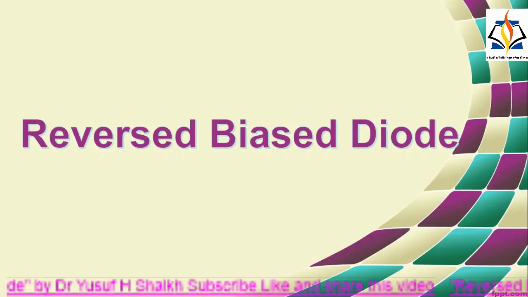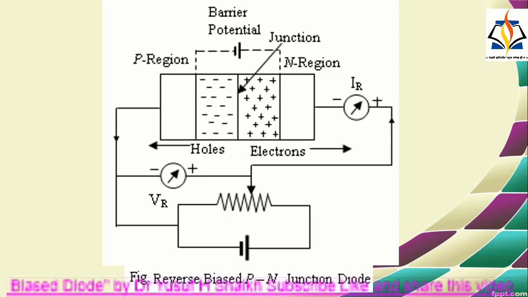Today I am going to teach you reverse biased diode. When a battery is connected to the diode with N region connected to the positive terminal and P region connected to the negative terminal, the junction diode is said to be reverse biased as shown in figure.